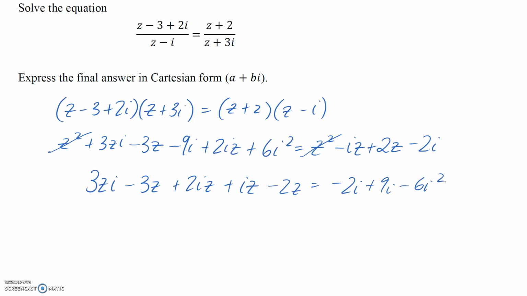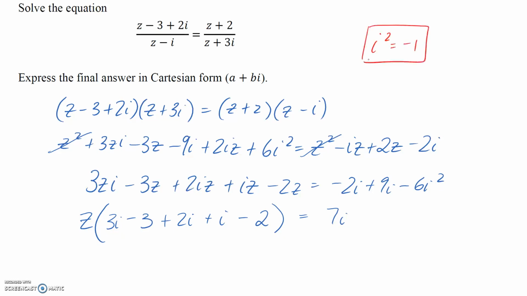Alright, so let's factorize out the z's. So we're going to get z outside of 3i minus 3 plus 2i plus i minus 2. And over here, I can put these together, so that's going to be 7i. And this I can simplify, because we know that i squared is equal to negative 1. So if we substitute that in, we're going to get negative 6 times negative 1. We can do that right now. So that's going to go to positive 6.